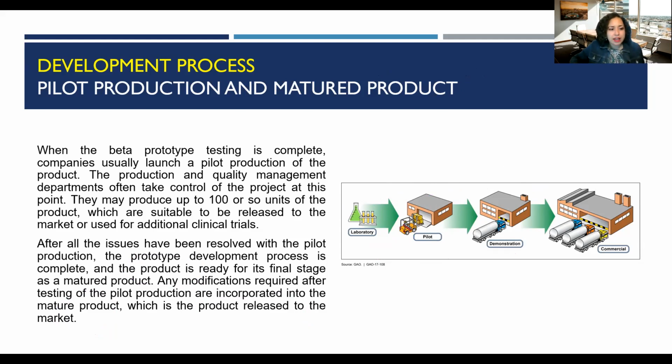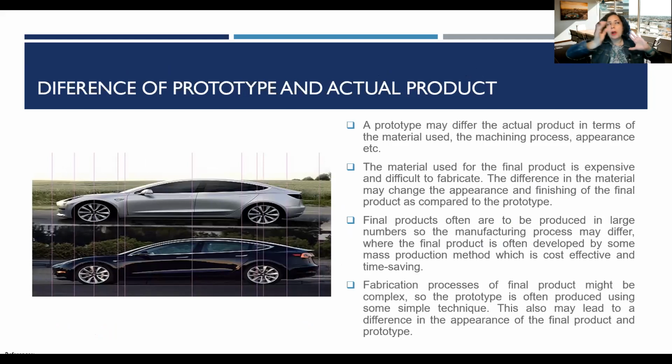All right. So now that we talk about these stages for the development process, we can talk a little bit about differences between the prototype and the actual product. Like what you're seeing on this figure, on this picture, you're supposed to be seeing a car right now, but it's not just a simple car. This is the Tesla Model 3. It was launched in 2017.